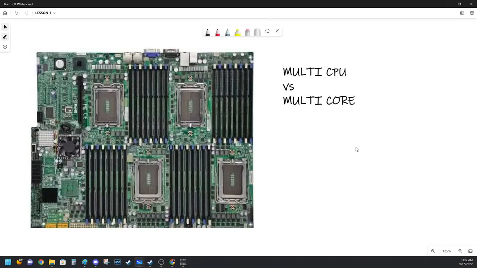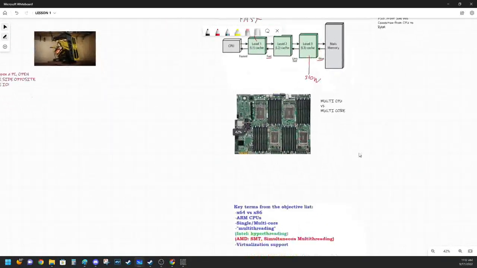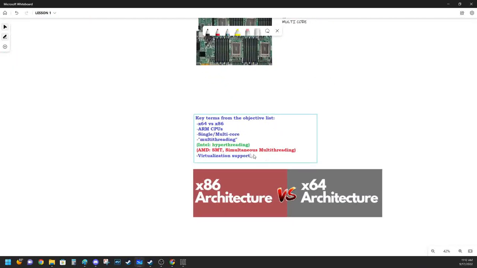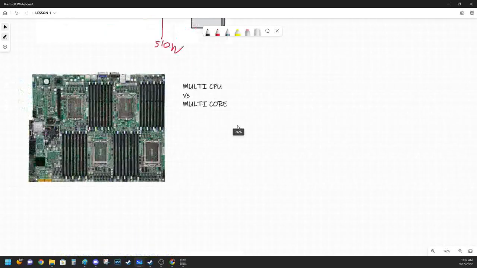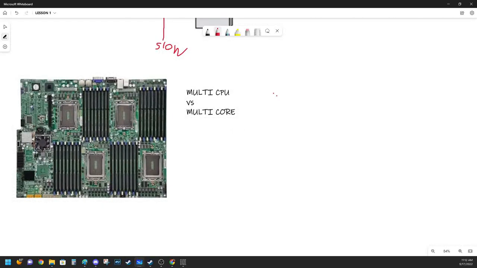Multi-core, multi-CPU. Let's talk about what that core is. This is the objective list, by the way. The last thing I want to cover for today is these last terms in the objective list: multi-CPU versus multi-core. Let's go back to some of the old school, the Intel 8086. With multi-core, the initial processors had one processor and one core.